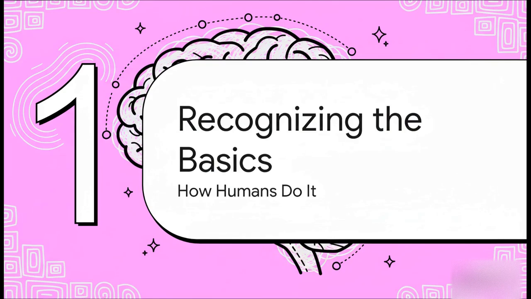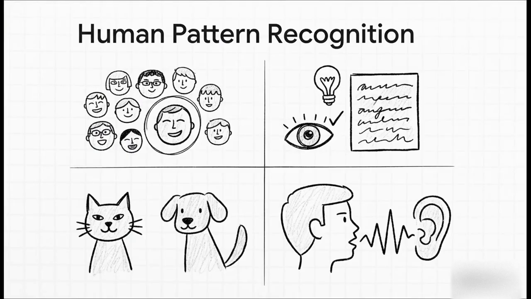Before we dive into all the tech, let's talk about the original pattern recognizer, which is, of course, the human brain. I mean, think about it. We do this stuff effortlessly. You can spot a friend in a huge crowd, read someone's messy handwriting, and you definitely know a cat when you see one. The whole goal of AI pattern recognition is to copy that incredible human skill using algorithms.